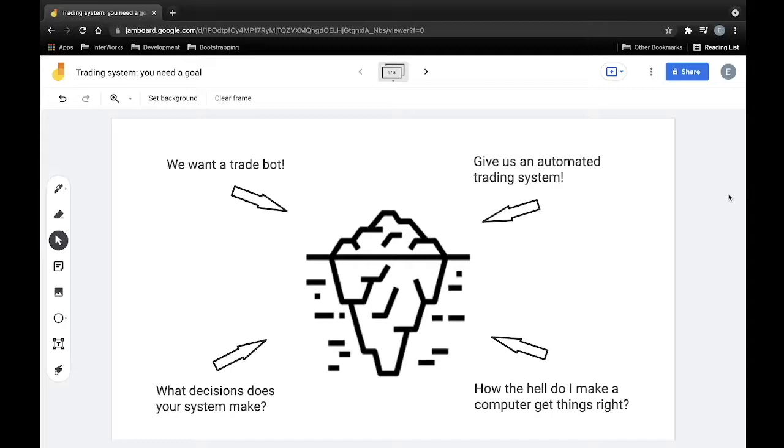We got this little picture. This thing is not an ice cream cone. It is an iceberg. For me, I saw the tip of the iceberg at the beginning. I knew I wanted to build a trading system. I wanted it to be automated. And on the surface, it seems really simple.